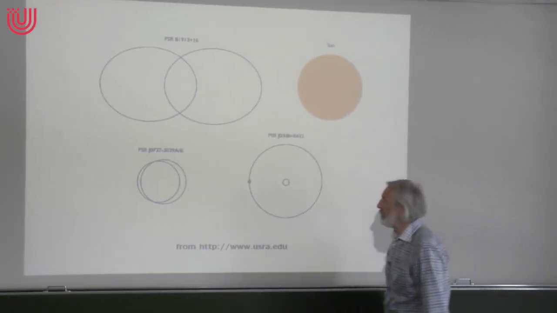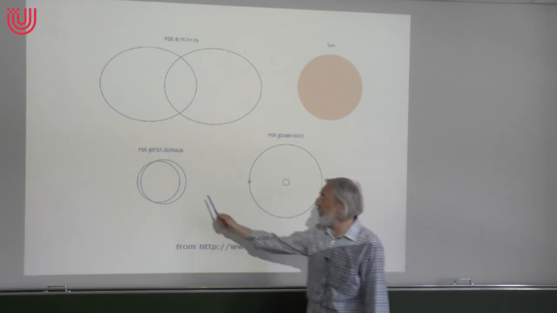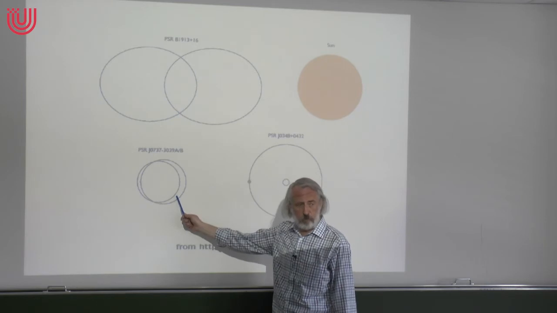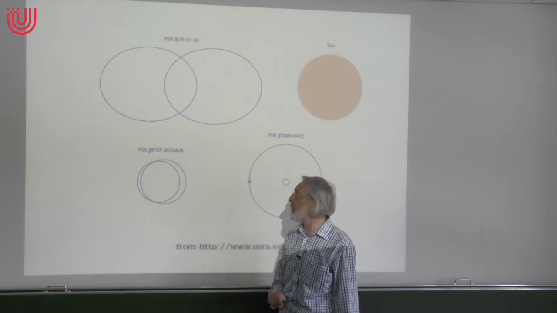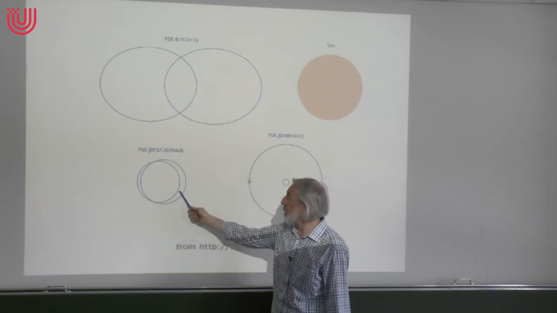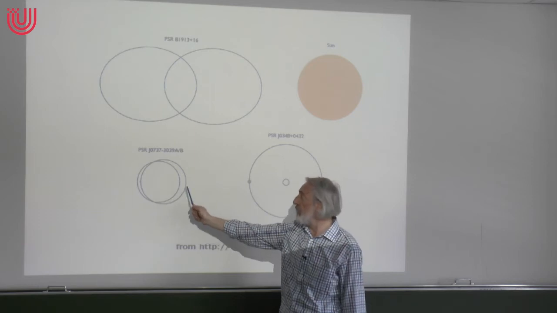Actually, we have found more binary pulsars by now. In particular, we have found one real double pulsar, where both objects are pulsars. This is now the best object for testing general relativity we have. And this system fits into the sun. This is so small that it totally fits into the sun.